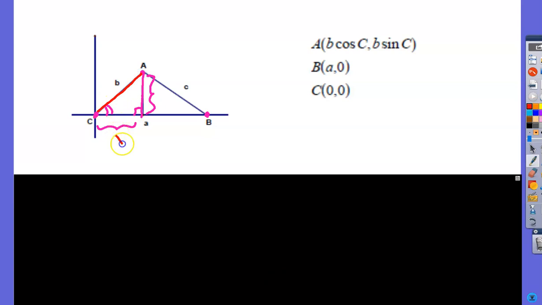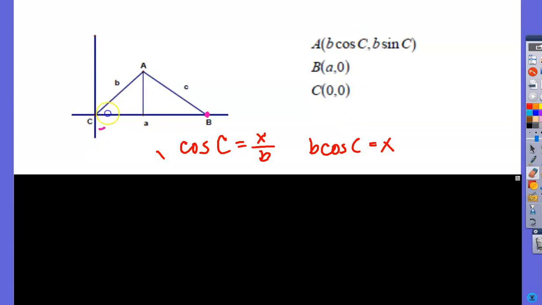Check it out. If I want this side, which is the x, I would use this angle, and I would use x and b. Adjacent and hypotenuse is cos. So I would say the cos of that angle, C, is equal to adjacent x over hypotenuse. But obviously, I just want the x, so then I would solve. So that's how I get b cos C equals x. And I could do the same thing for the y. So that's where that came from. Okay, so just so you know, that's how I got all those values.